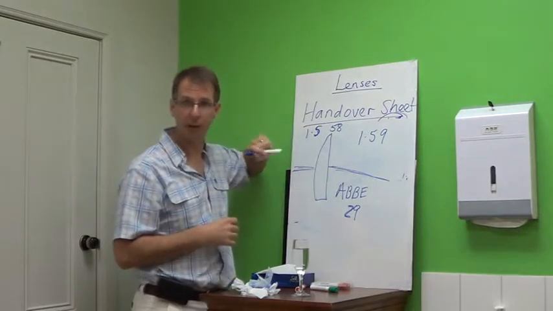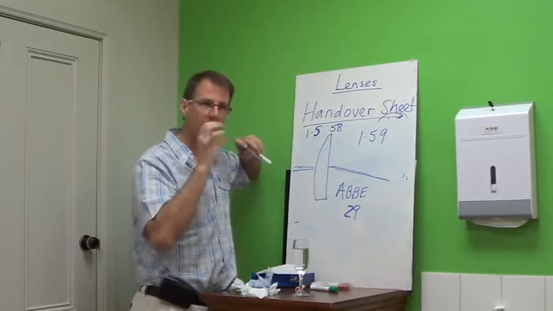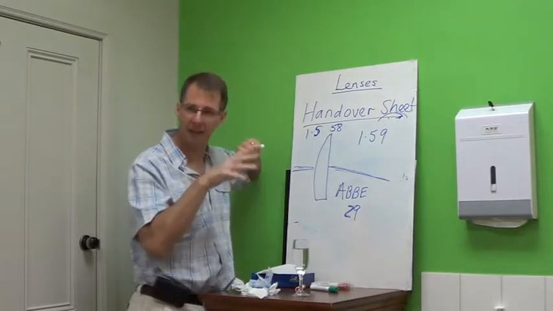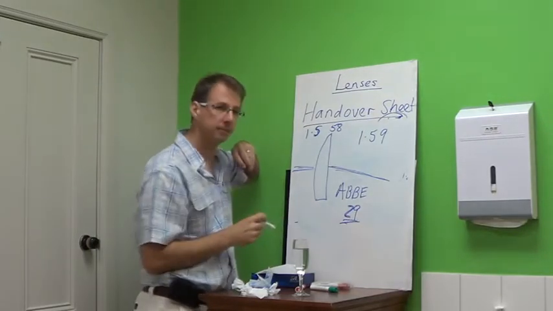Because it's got a really, really good Abbe number. Again, what it's basically saying is it keeps everything nice and crisp and clear without colour fringing on the edges of things. Whereas obviously something like that doesn't.